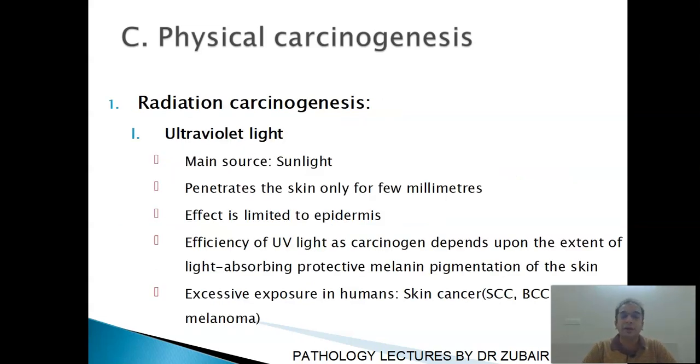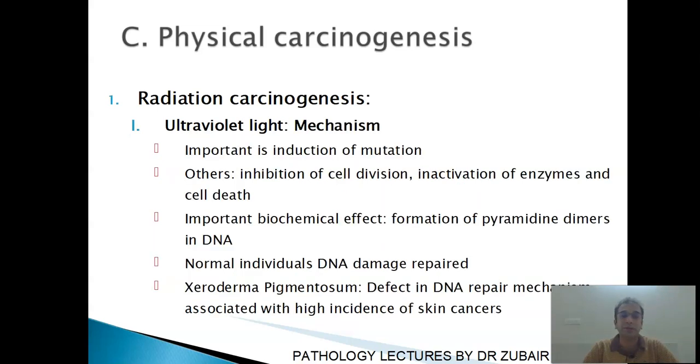Ultraviolet light is the main component of sunlight and penetrates the skin only for a few millimeters. Its effect is limited to the epidermis, and the efficiency of UV light as a carcinogen depends upon the extent of the light-absorbing protective melanin pigmentation of the skin. Excessive exposure to UV light leads to skin cancers like squamous cell carcinoma, basal cell carcinoma, and melanomas. The UV light mechanism is the induction of mutation. Others include inhibition of cell division, inactivation of enzymes and cell death.